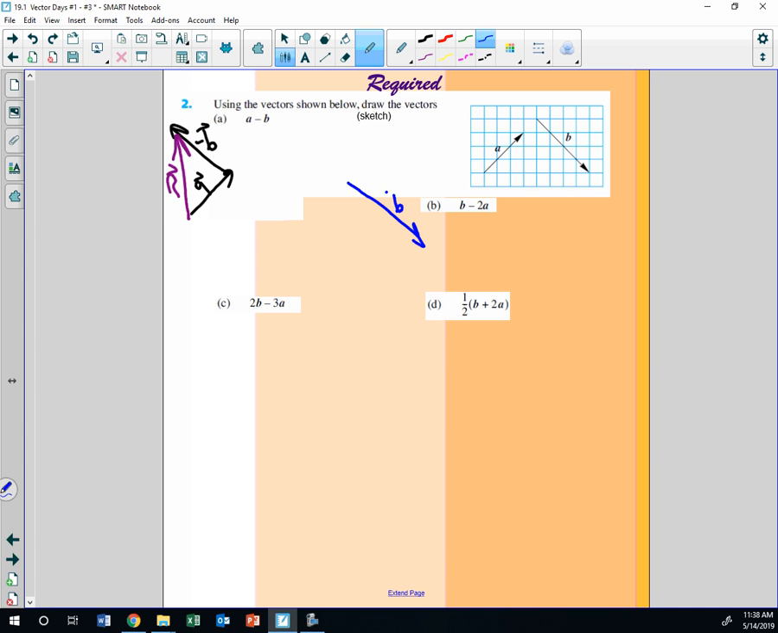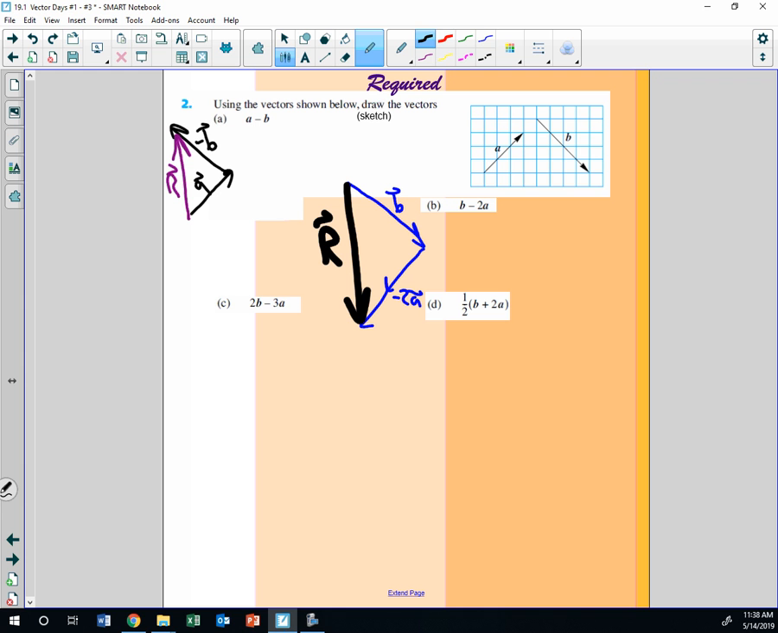So here's b. Minus 2a is going to be 1, 2 of those. And so if we go from the tail of the first to the head of the last, that resultant's going to be straight down. So the first one was straight up, pretty much. This one's straight down.